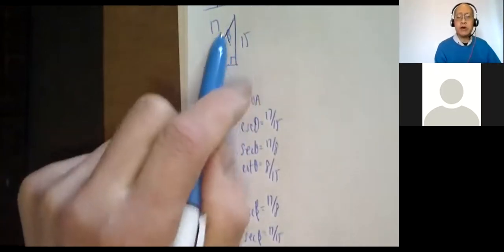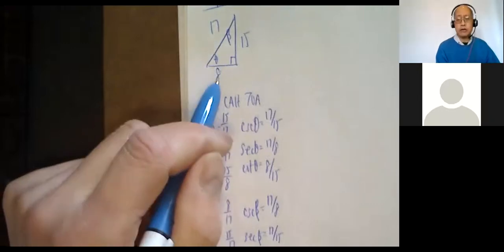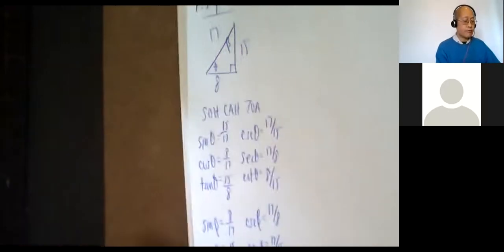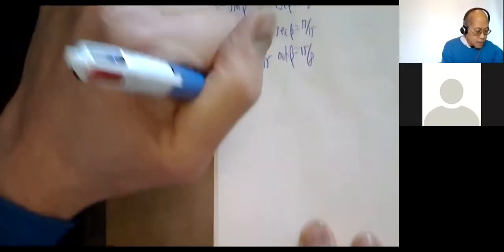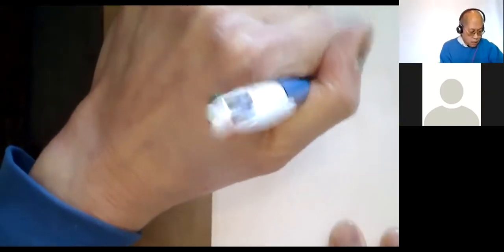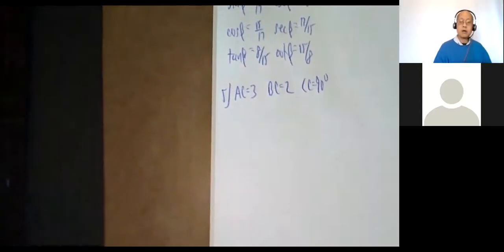All right, now this one, they gave you all three sides. They don't have to give you all three sides. Maybe they only give you two sides. You can figure out the third. That would be like number 5. It says AC is 3, BC is 2, angle C is 90 degrees.